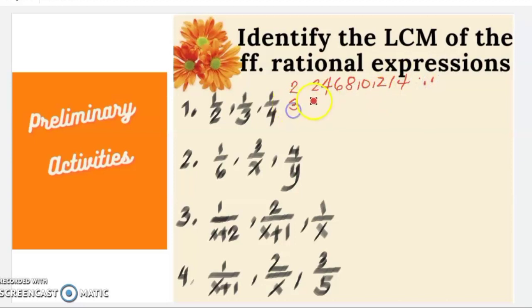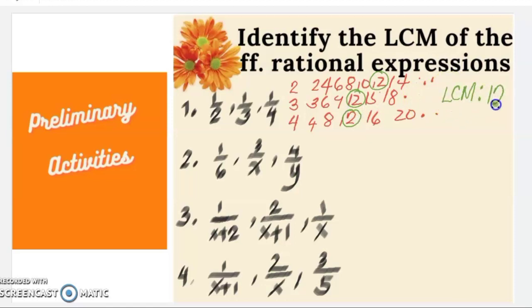For 3, we have 3, 6, 9, 12, 15, 18, and so on. While 4, we have 4, 8, 12, 16, 20, and so on. So as you can see, do they have a common multiple? Okay, correct. So we have 12. That is the least common multiple. So, the LCM for number 1 is 12.